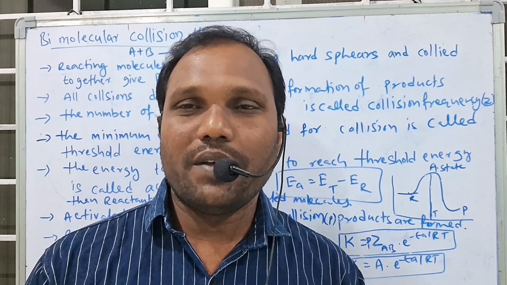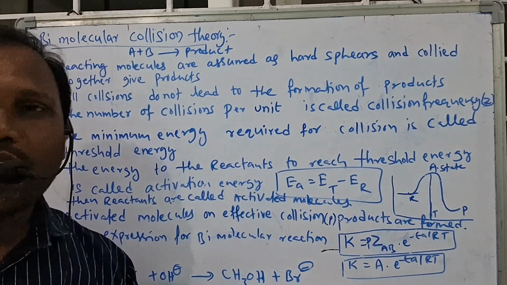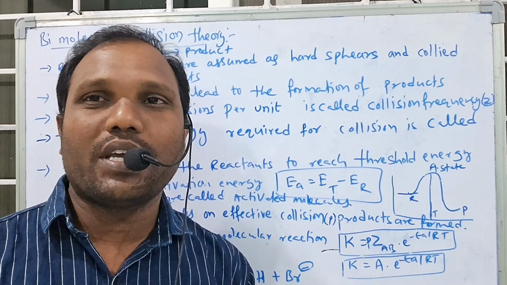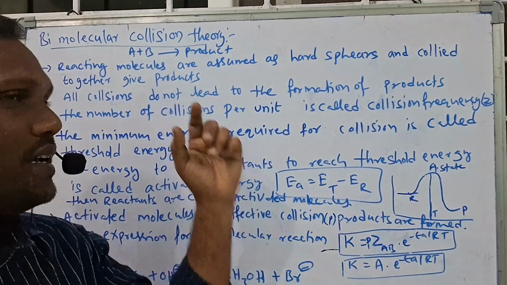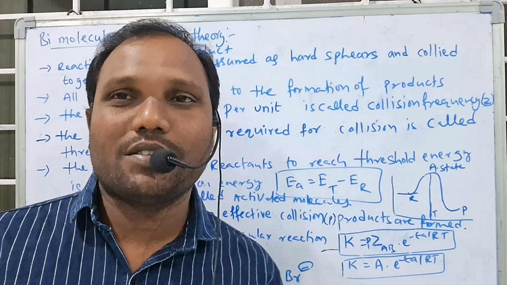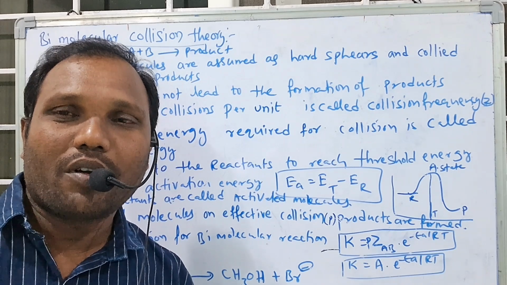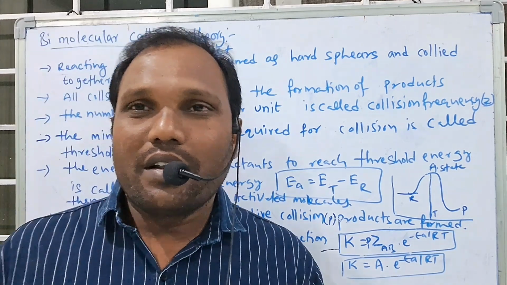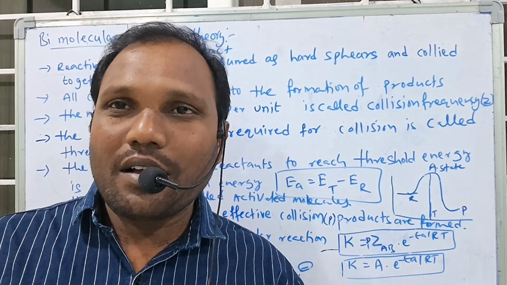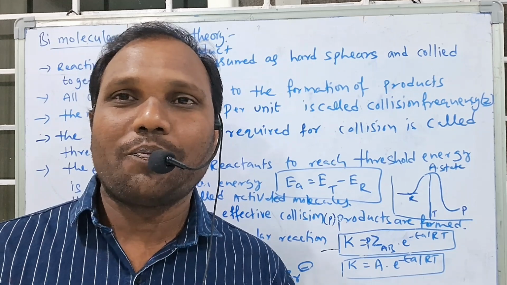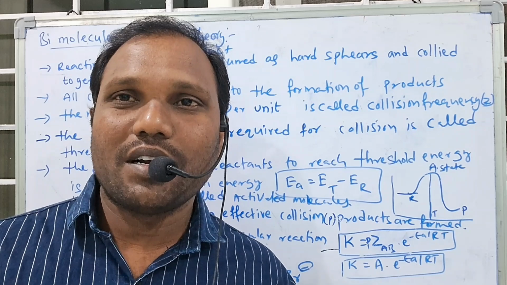Now I am coming to the theory. According to this theory, the reactant molecules are assumed as hard spheres and collide together to give the products. All collisions do not lead to the formation of products. Here two sentences are there. Reactants collide to give the products, and not all collisions lead to the formation of products. After the collisions, products may or may not be formed.